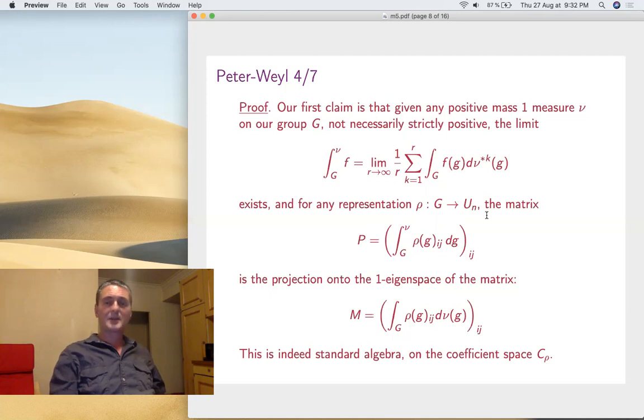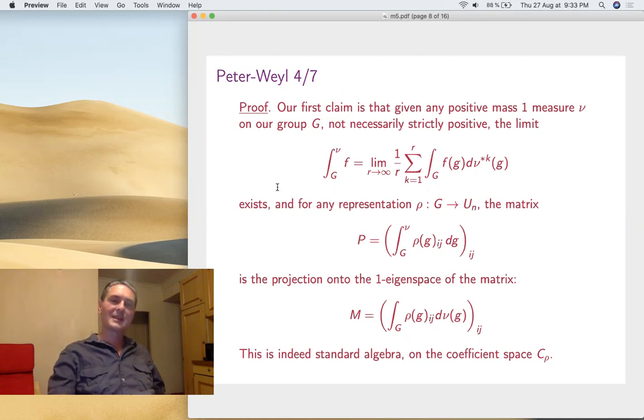And then for any representation, if you integrate the coefficients with respect to this guy here, you get, well, not exactly the projection onto fixed B, because remember, nu is not yet faithful. So that's going to depend on u. And it's actually the projection to the one eigenspace of this matrix here, then by integrating with respect to nu the coefficients. So that's a bit of a technical thing. And actually, it's just standard linear algebra. Everything happens on the coefficient space 0.